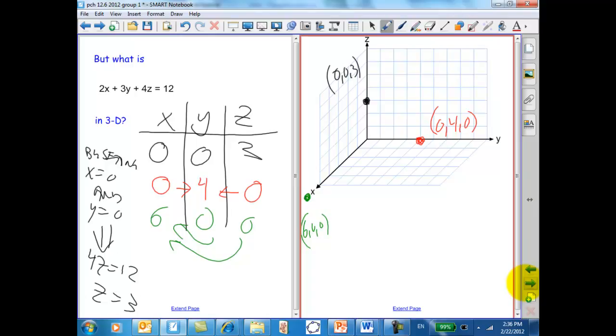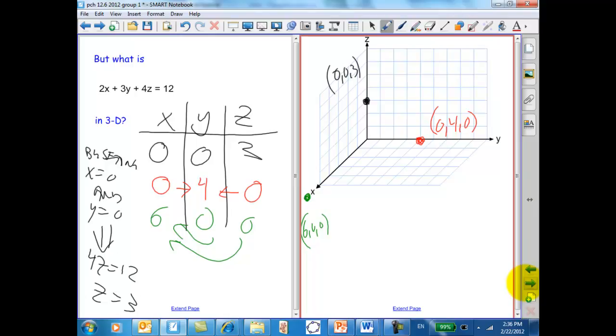Now, are those in a line? No. Are you sure? In a plane. Maybe you just got the wrong perspective. No, clearly these aren't collinear because you imagine these two in the xy plane, and this point 0, 0, 3 is totally off the xy plane.